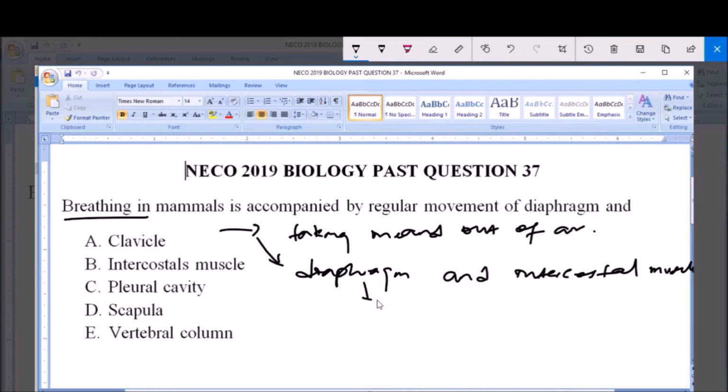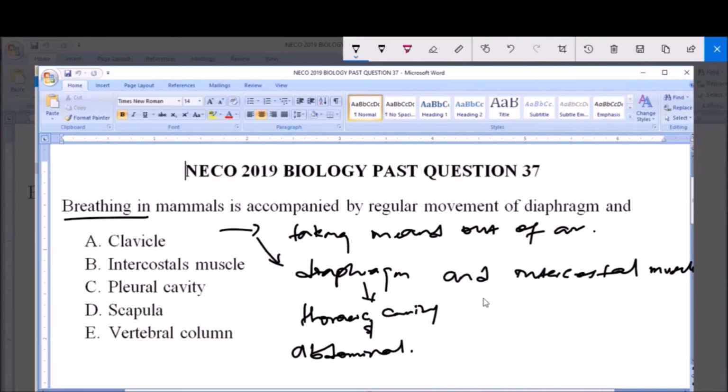Now the diaphragm is a muscle that is found between the thoracic cavity and abdominal cavity. During inspiration, the diaphragm flattens to allow the lungs to occupy more air, and during expiration, the diaphragm returns to its normal shape, its dome shape, so that it can push air out of the lungs. That's during expiration.